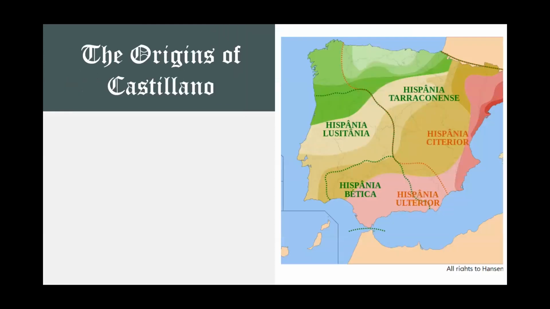So the origins of Castellano, or Spanish, have a long heritage, which starts with Latin. Now, Latin has a long history in Spain, as Spain was one of the first provinces outside Italy that the Romans went to. They started their invasion of the peninsula in 206 BC and completed the entire conquest in 180 AD. So Spain is arguably one of the most Romanized provinces outside of Italy.